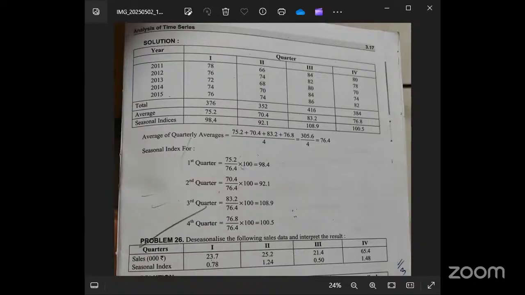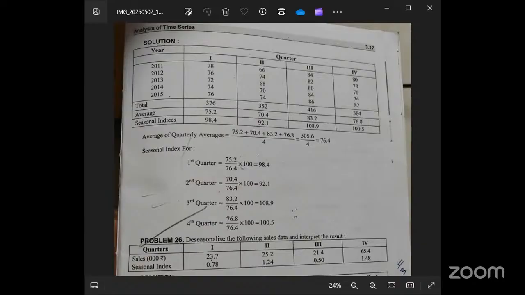First, we need to make the totals of all the quarters individually: first quarter total, second quarter total, third quarter total, and fourth quarter total. After doing that, we need to divide the total by, sorry, by 4, because we have 4 quarters: first quarter, second quarter, third quarter, fourth quarter. So total divided by 4, we'll get the averages.